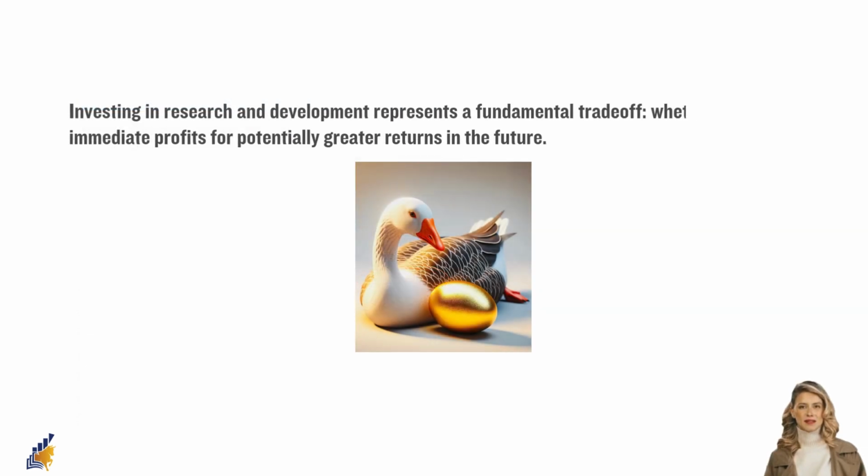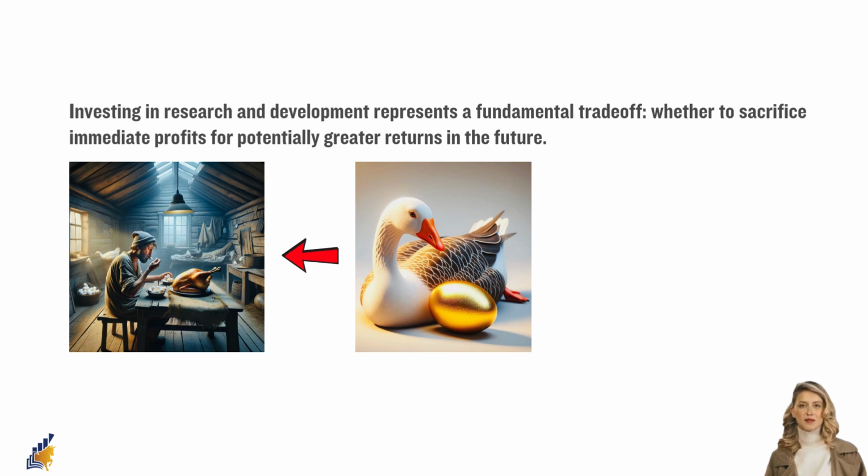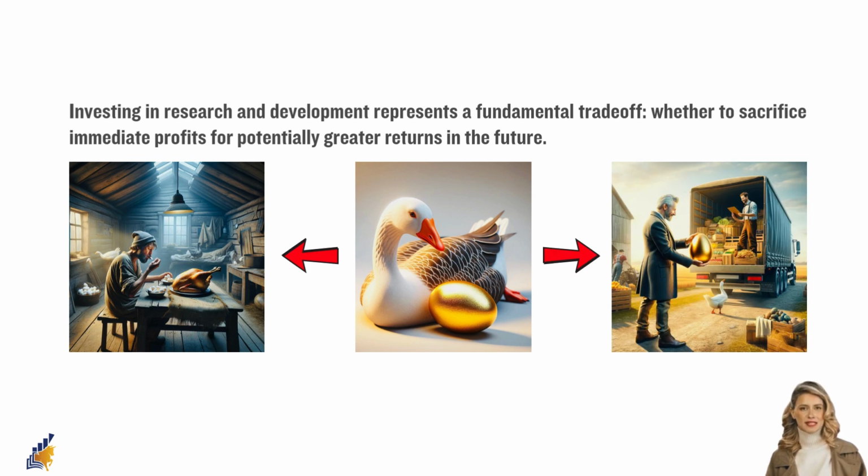Investing in research and development represents a fundamental trade-off, whether to sacrifice immediate profits for potentially greater returns in the future. This investment decision is akin to the dilemma faced by two farmers, each owning a magical goose that can lay golden eggs. If they choose to consume the goose today, they satisfy immediate hunger but lose out on future wealth. For instance, one farmer eats his goose out of impatience and gains temporary relief, while the other patiently waits, allowing the goose to continue producing golden eggs, which eventually enables him to purchase an entire supermarket. This scenario mirrors the decisions company leaders face when allocating funds to research and development.